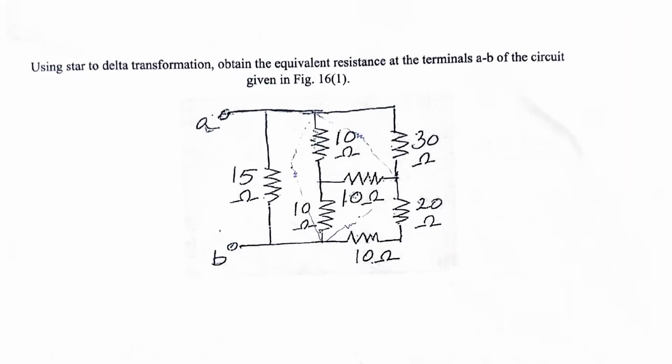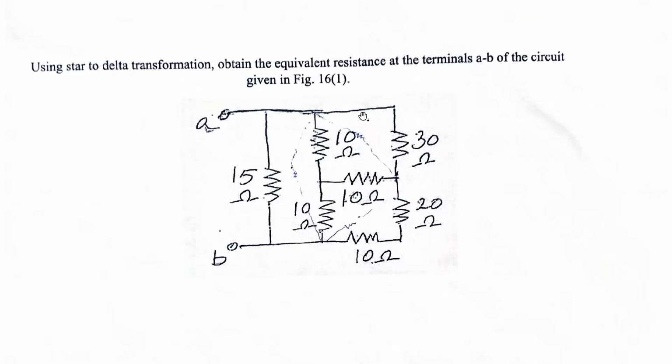Today, we are going to see a circuit on finding out the equivalent resistance. Take down this problem using star to delta transformation. Obtain the equivalent resistance at the terminals A, B of the circuit given in the figure below.